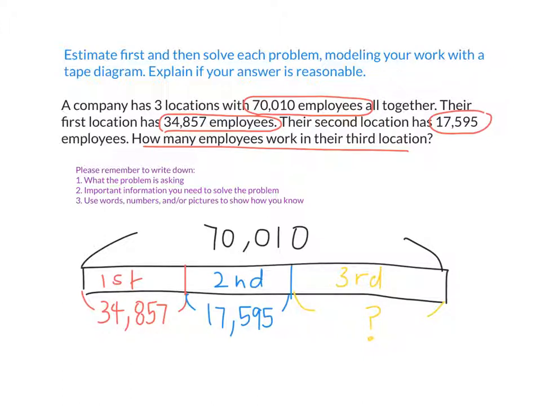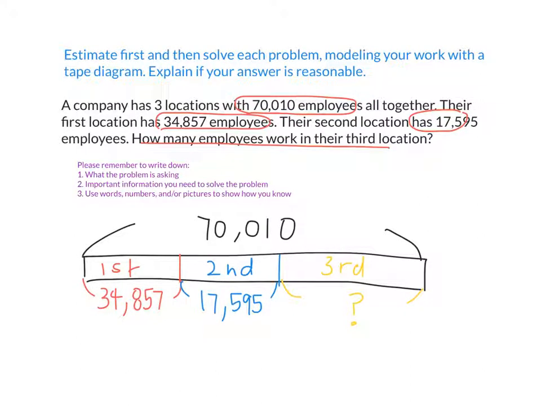There are a couple different ways we could solve this problem. What I would like you to do right now at your table group is to discuss. Don't actually solve it yet, but tell your partner or table group mates how you would solve this problem. Go. I heard 2 different ways to solve it. Anshul said he's going to add up 34,857 and 17,595 to find out how many total employees work at the first and second locations. Then he's going to subtract that from 70,010. Would that work? Yeah. Absolutely.